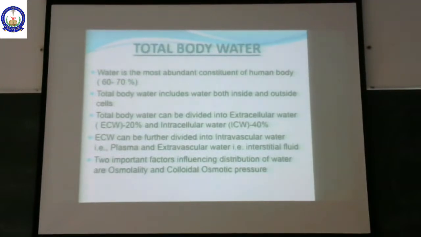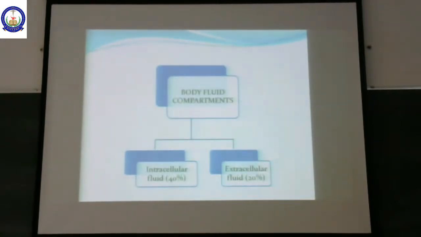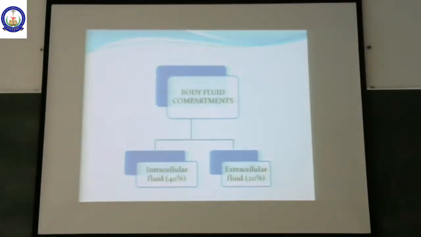So you have to balance this water between these compartments, and for this there are two important things. One is osmolarity and the other one is colloidal osmotic pressure. See, this is how it is divided. The body fluid compartment is divided into intracellular fluid and extracellular fluid. Extracellular fluid is again divided into intravascular and extravascular. Intravascular is plasma that is present within the blood vessels. Extravascular is in the interstitial spaces.